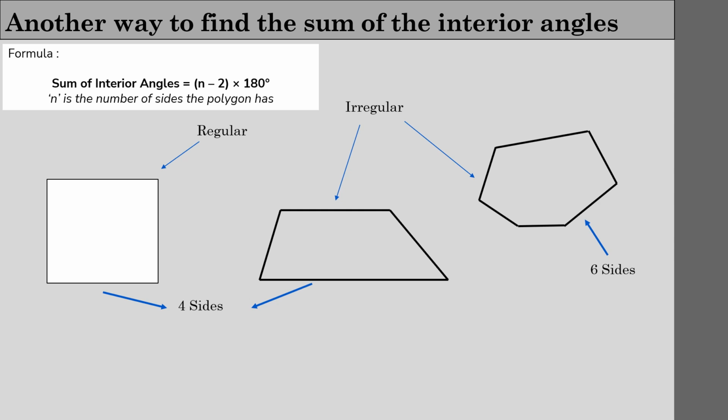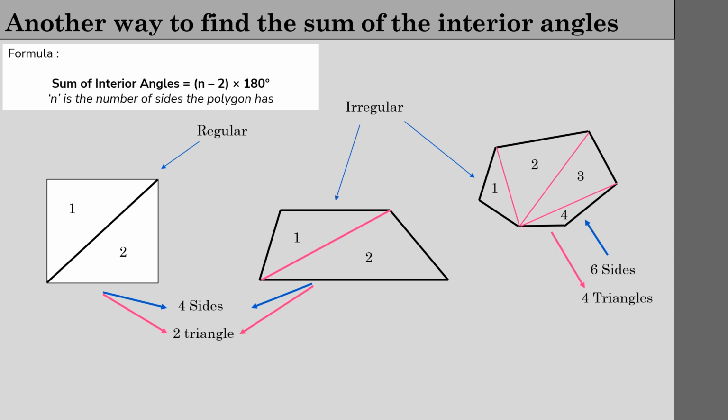Now, if possible, work out how many triangles could be created within the polygon by drawing lines from one vertex to all the other vertices, like these. As I can see, in my first two quadrilaterals, I have 2 triangles, whereas in my third one, which is my hexagon, I have 4 triangles.